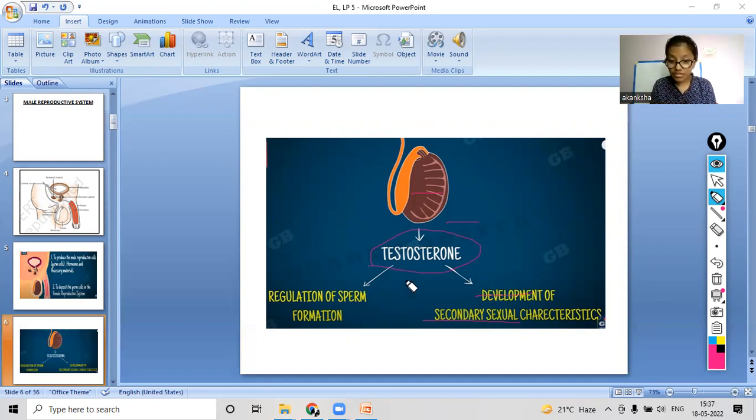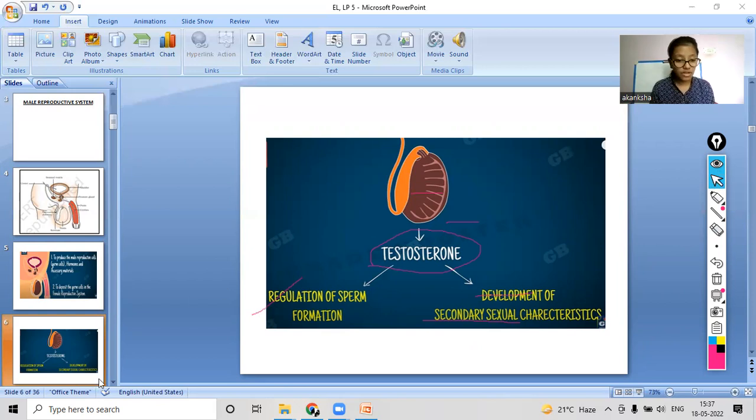What are its functions? The first function is regulation of sperm formation. It smoothens the process of sperm formation. The second function is the development of secondary sexual characteristics. These are the two main important functions that the testosterone hormone plays in the male reproductive system.